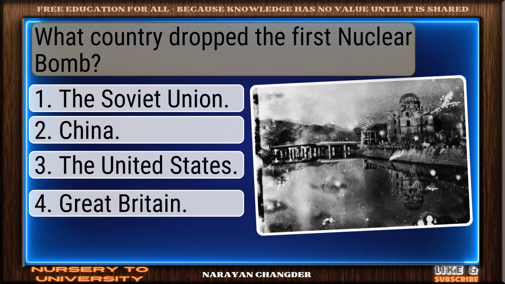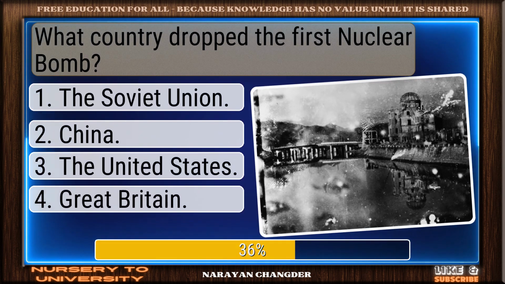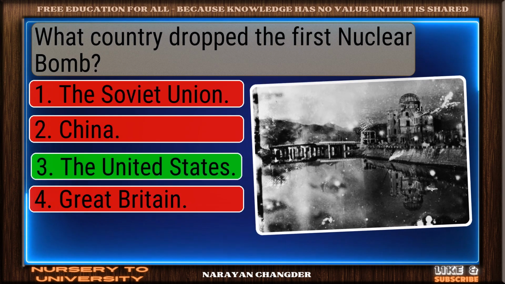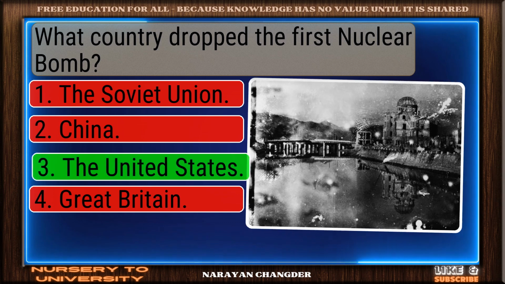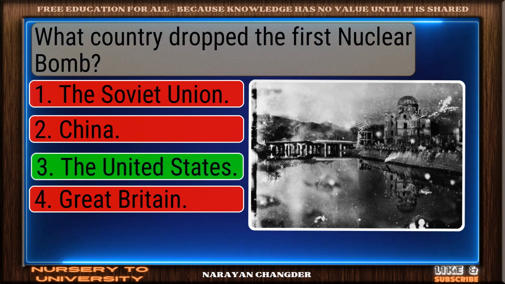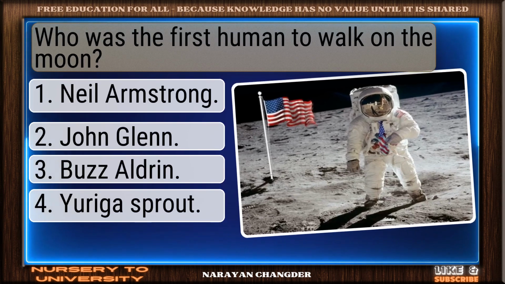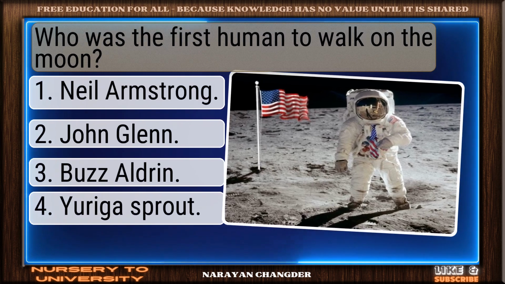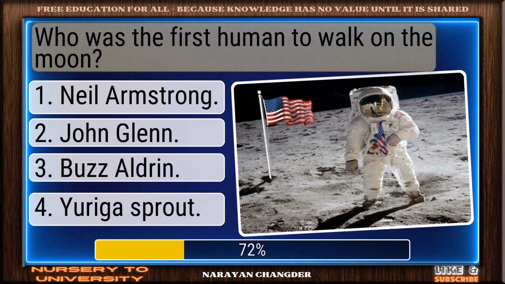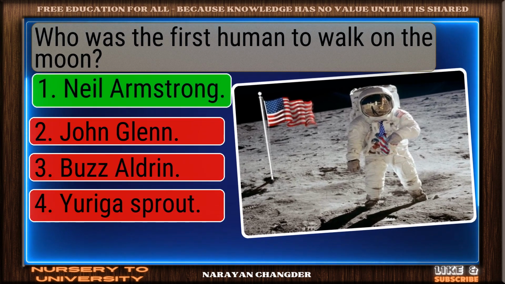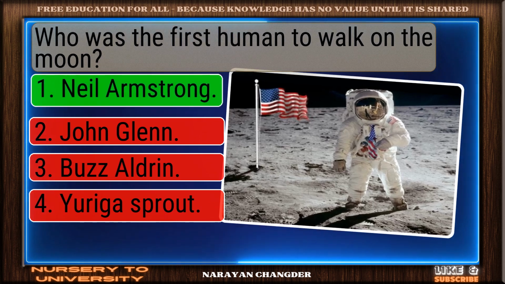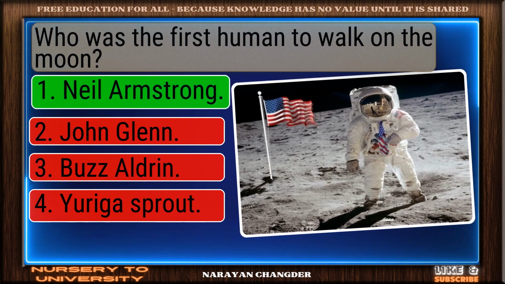What country dropped the first nuclear bomb? Solid response. The United States is a valid choice. Who was the first human to walk on the moon? Nice selection. Neil Armstrong is the correct and valid answer.